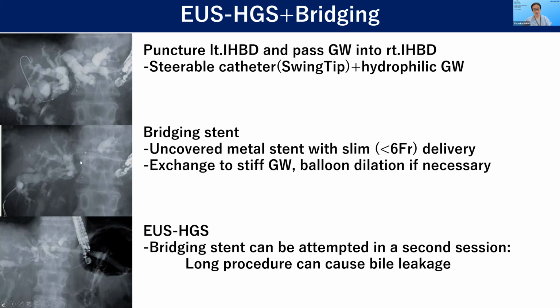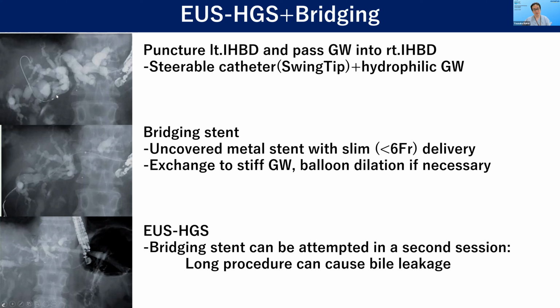And if it's difficult, we can choose the stiff type guide wire, or we can balloon dilate the hilar structure if it's necessary. And then finally put the hepaticogastrostomy stent to drain the left biliary system. And this is the end of the procedure.